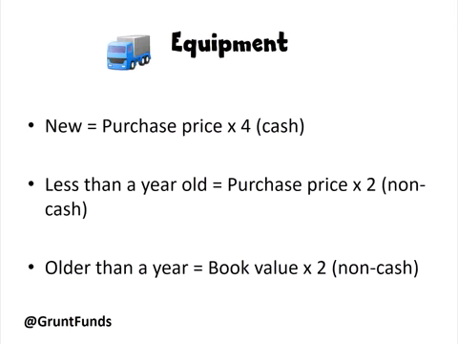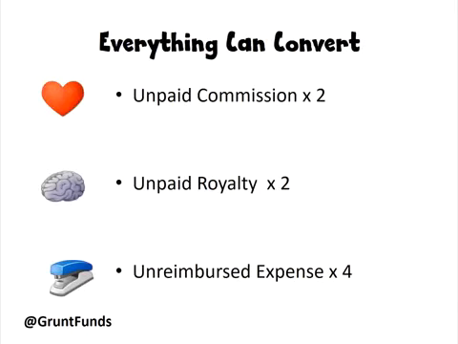Equipment, if I bought the equipment new for the company, it's the same as cash. It's consumed cash, the unreimbursed expense, so I multiply by 4. If it's less than a year old, I usually use the purchase price. It's a non-cash contribution because I already owned it and didn't spend cash on behalf of the company, but I multiply by 2. If it's older than a year, I use the book value or look on eBay, and I treat it as a non-cash contribution. Everything has a fair market value.